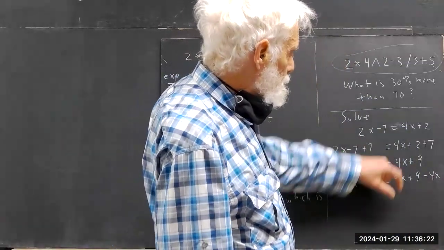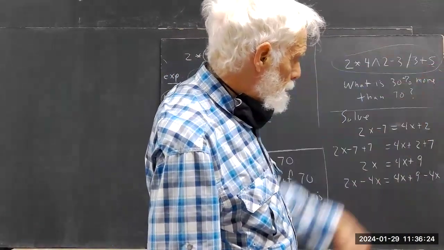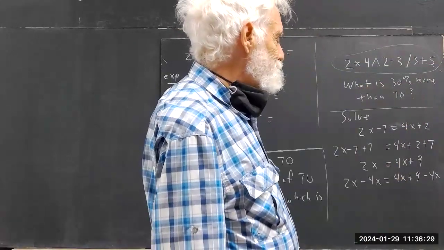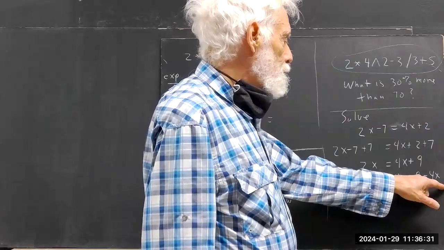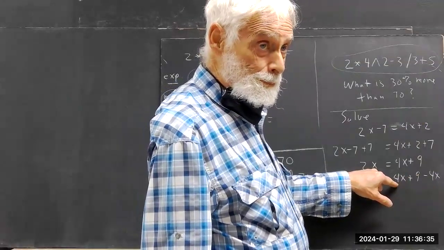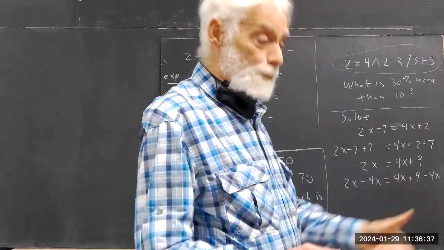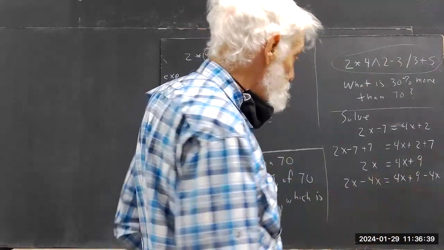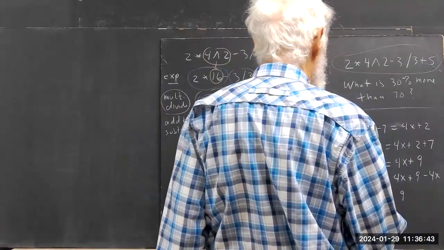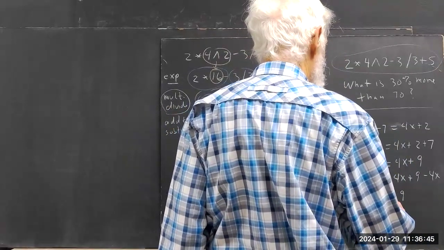So whatever X is, we take four of them off here, we take four of them off here. We take four off and that balances out the four that were here, okay? Four X minus four X balances out to zero. So we end up with nine here. Two X minus four X is negative two X.